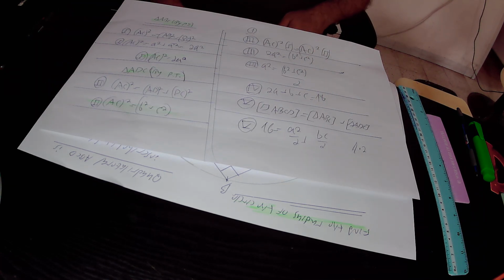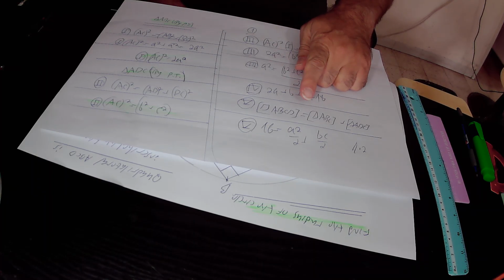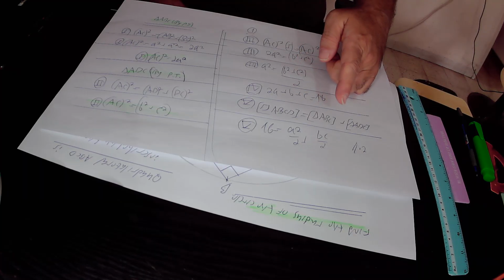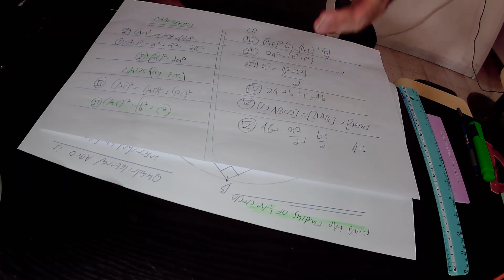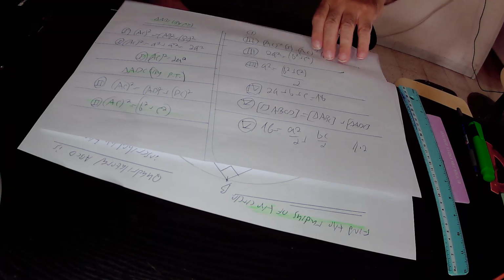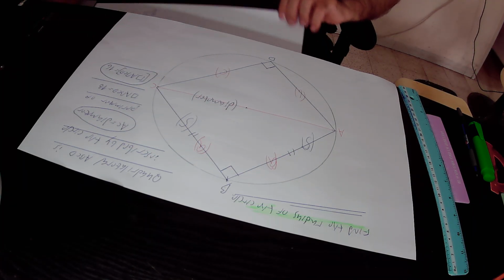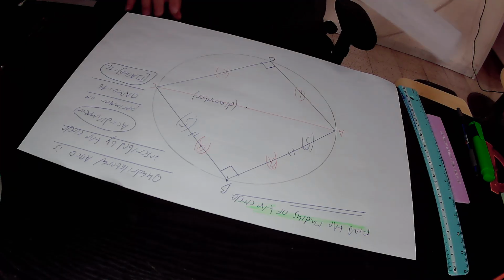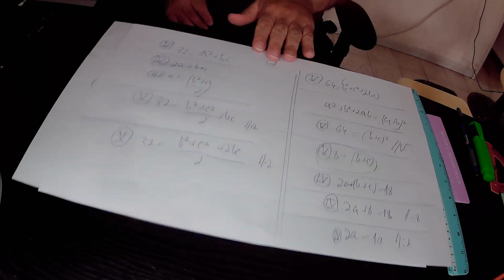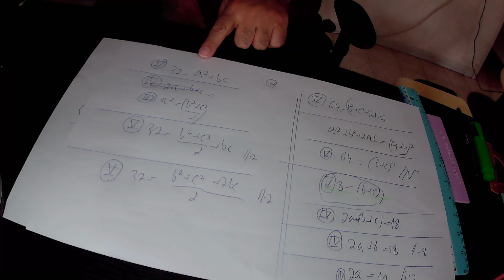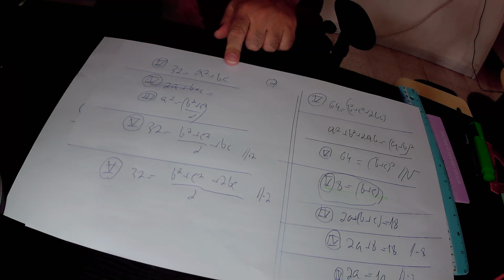So in total, according to equation 5, 16 equals A squared over 2 plus BC over 2. Here we multiply this equation 5 by 2, and 16 times 2 is 32, A squared over 2 is A squared, plus BC over 2 is BC. So in total, 32 equals A squared plus BC, according to equation 5.